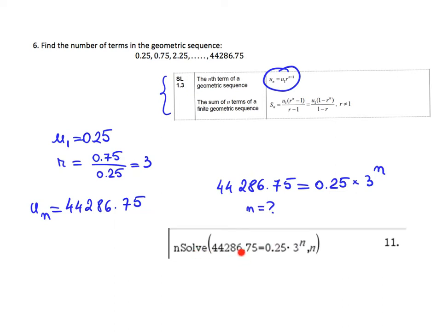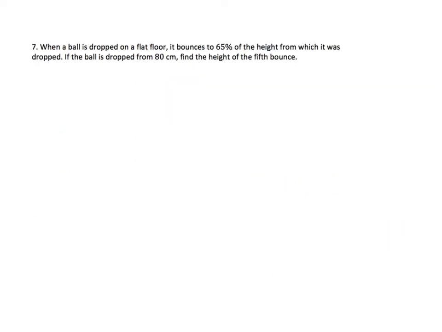Here is my answer after putting this equation into nSolve on my GDC. So I have 11 terms. In case I get a decimal here, like 10.5, and not a whole number, either the question is wrong and this term is not part of the sequence, or my working is wrong, because I'm asked about the number of terms, so I should get a whole number.